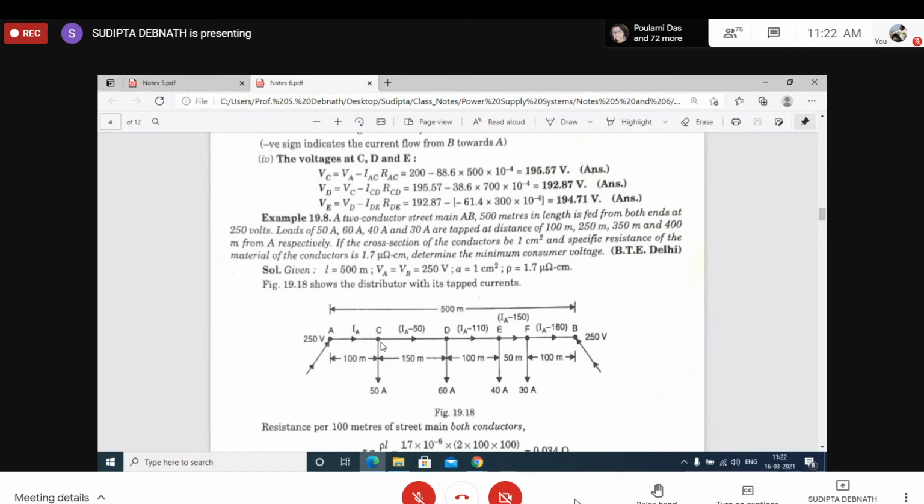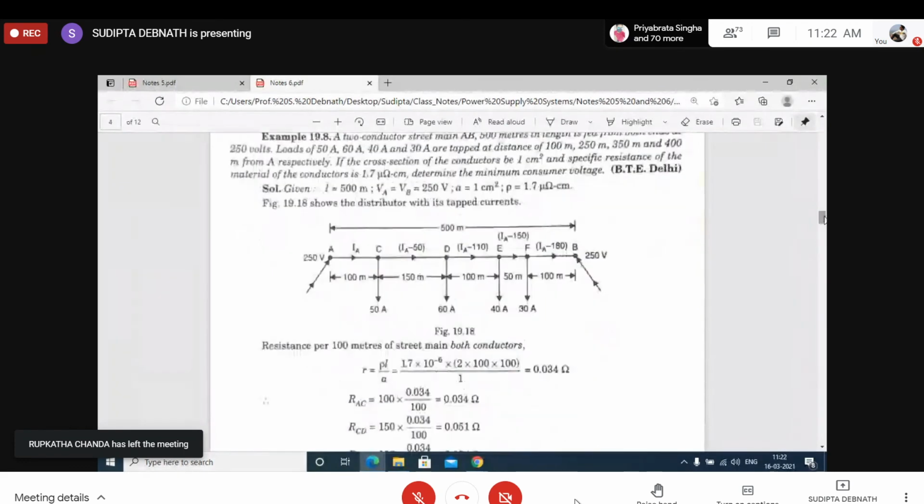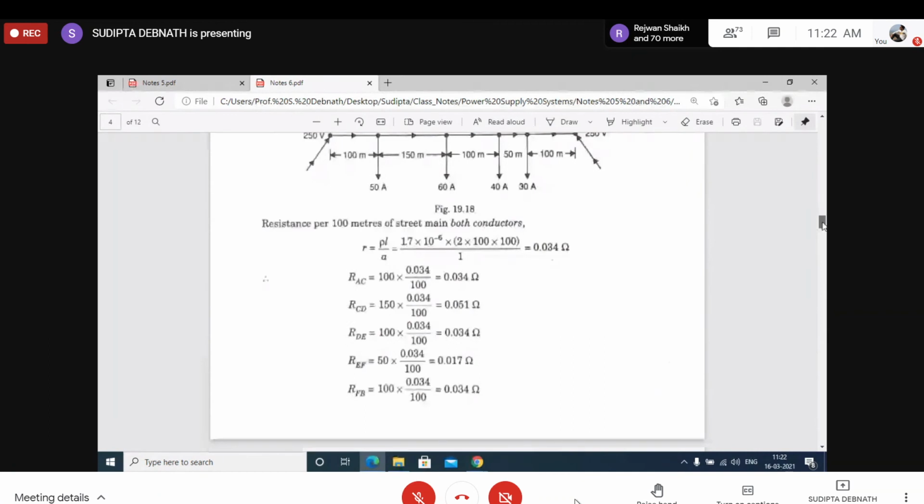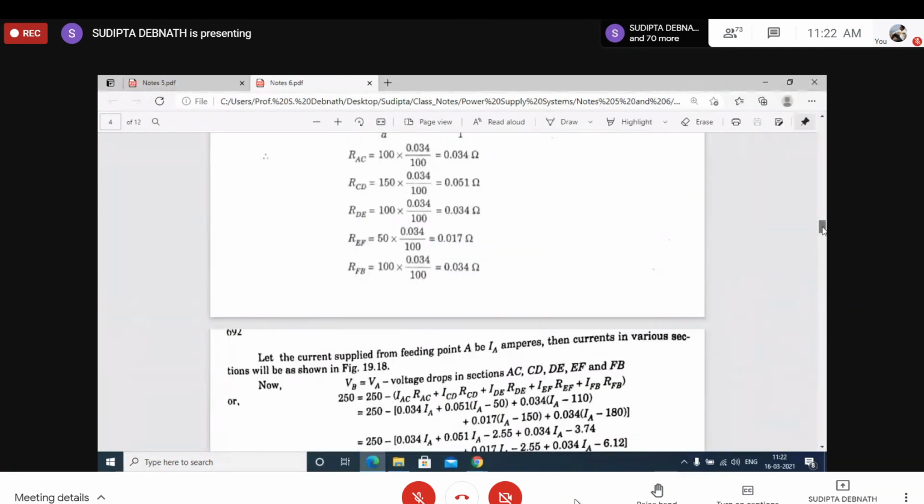Okay. Whenever you are using this rho L by A, you have to multiply it by 2. See, they have multiplied it by 2. Okay, whenever they have considered 100, they have multiplied by 2. But they have considered resistance per 100 meter and again they have divided. You need not consider, you consider per meter only. Okay, then multiply by the lengths. It's all the same. So they have found out the resistance in different sections. I will not discuss them. This is very simple.